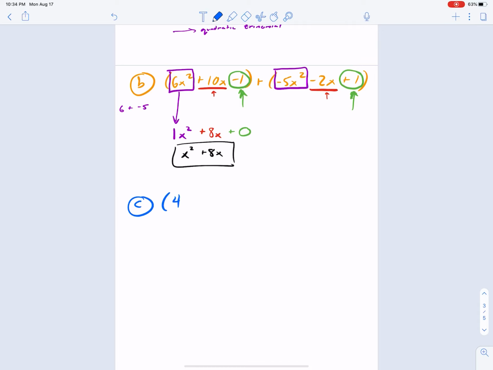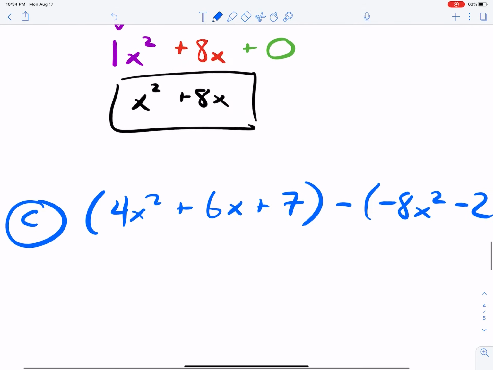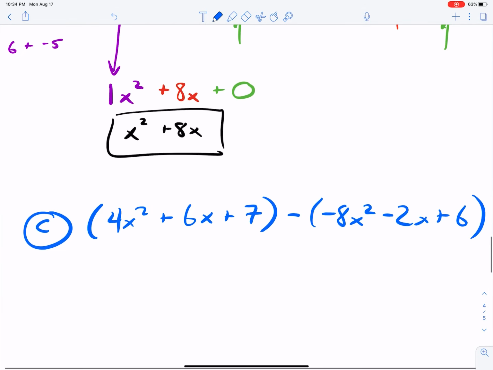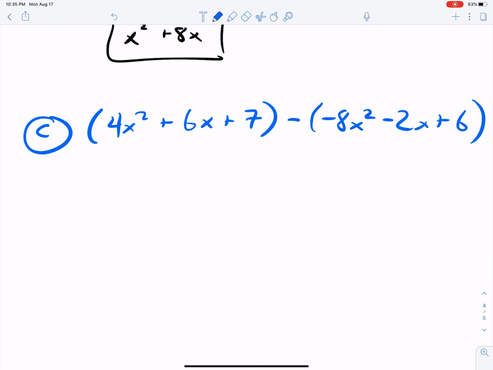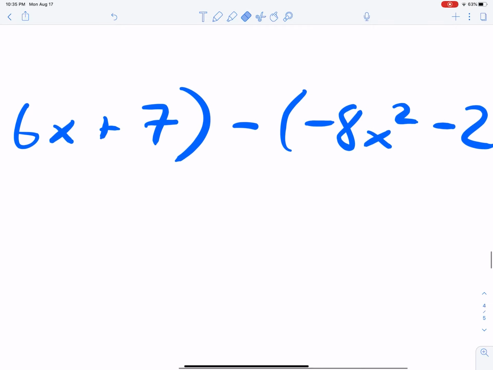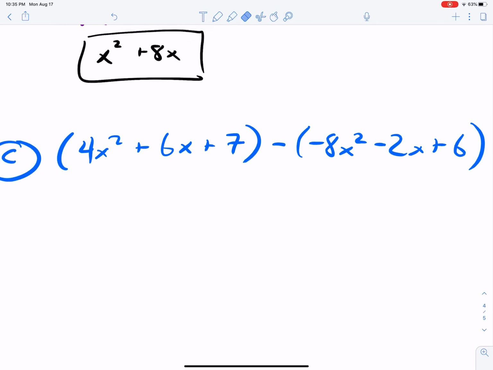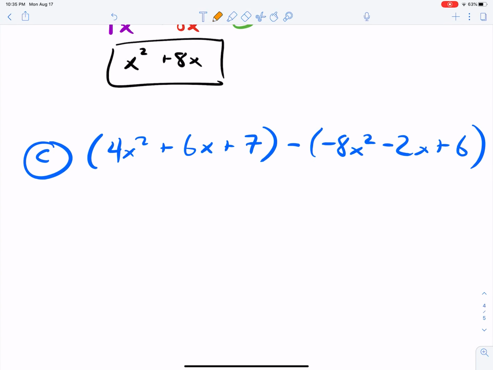So let's say we had 4x squared plus 6x plus 7 minus negative 8x squared minus 2x plus 6. Okay, I always like to put my lines through my 7s so it doesn't look like a 1. Okay, play whenever you're ready. Now here, the only thing different is this minus sign right here. When you have something in front of parentheses, you were taught to distribute that, okay? So I'll show you a little shortcut here.